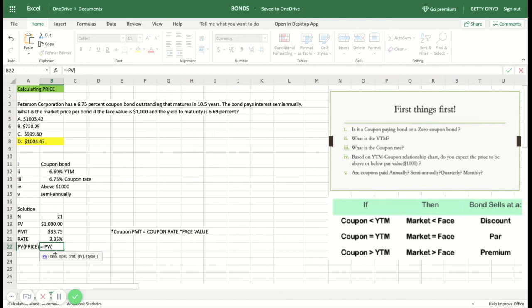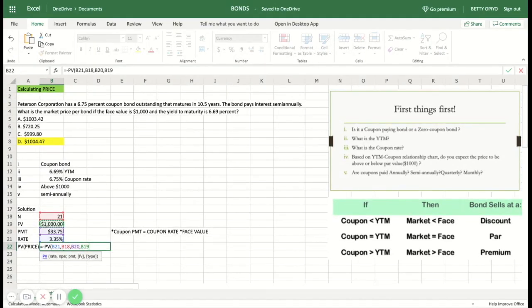Okay, so as you can see here, it shows the items that you need to click: rate, number of periods, PMT, which is the coupon payment, FV, which is the par value or the face value, and then the type we just ignore. We don't need the type. We start by clicking on the rate, which is 3.35, comma. So don't forget to put the comma. Then the number of periods, the N, which is 21 here, and then PMT, which is the semi-annual coupon payment, comma again, and then the face value of this bond is 1,000.